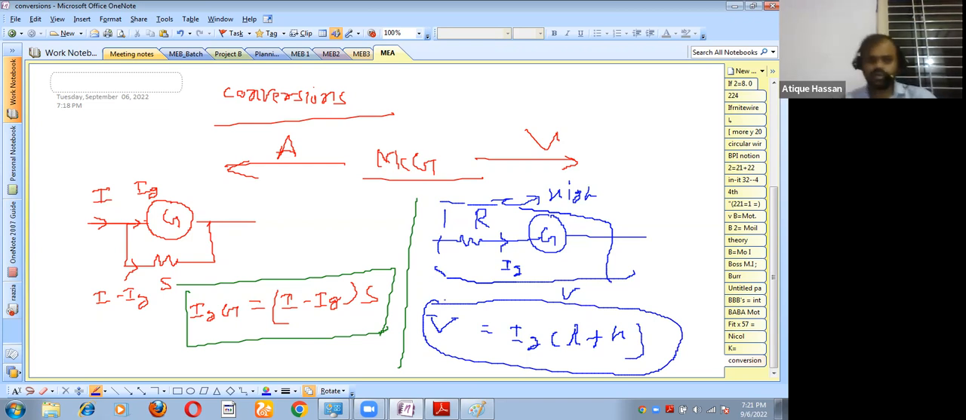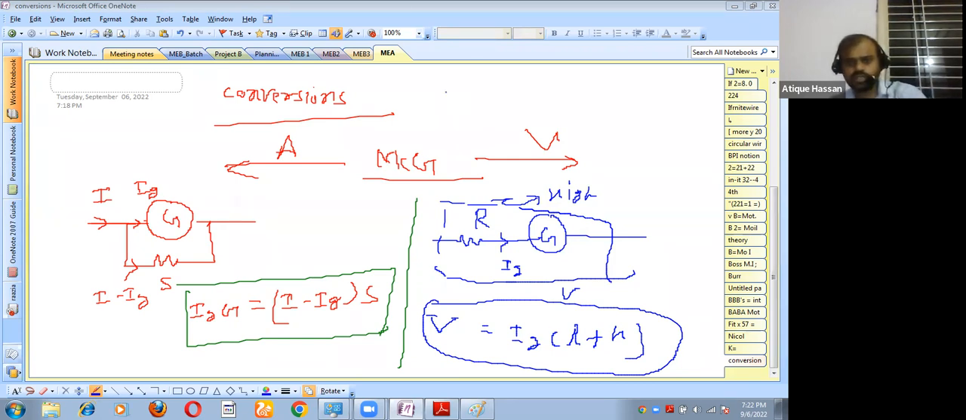Have you got it? How we converted galvanometer to ammeter and galvanometer to voltmeter? Very easy. For ammeter, do shunting. For voltmeter, just connect a resistance in series. So have you understood this? Should we move to the questions? Rifat?